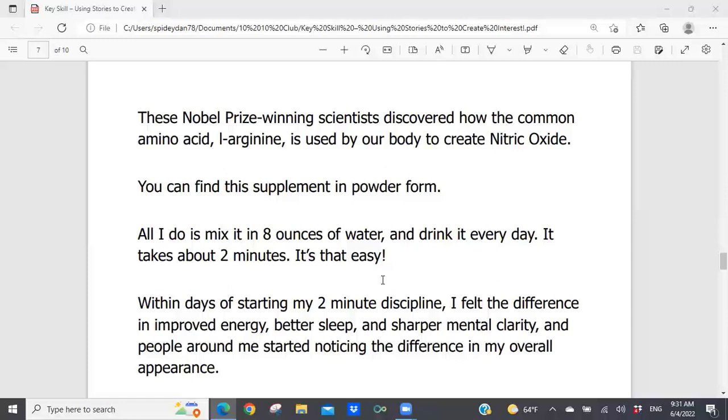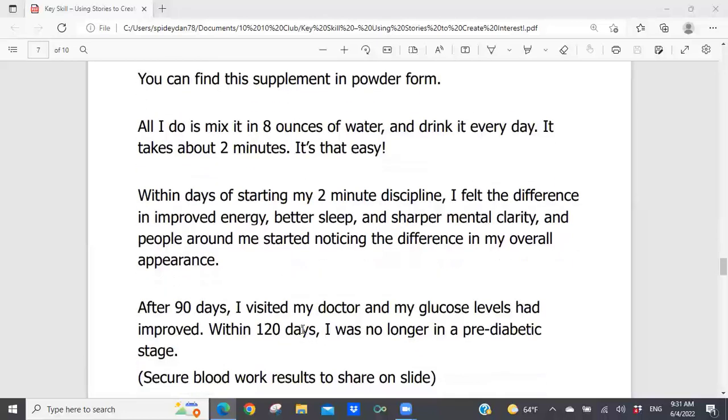It's that easy. He now has this 2-minute discipline, another marketing strategy of helping people to see, hey, are you willing to take 2 minutes out of your day to improve your energy, get better sleep, sharper mental clarity? People around him noticed. Then he begins to give his results. 90 days, glucose level had improved. Within 120 days, he was no longer pre-diabetic.